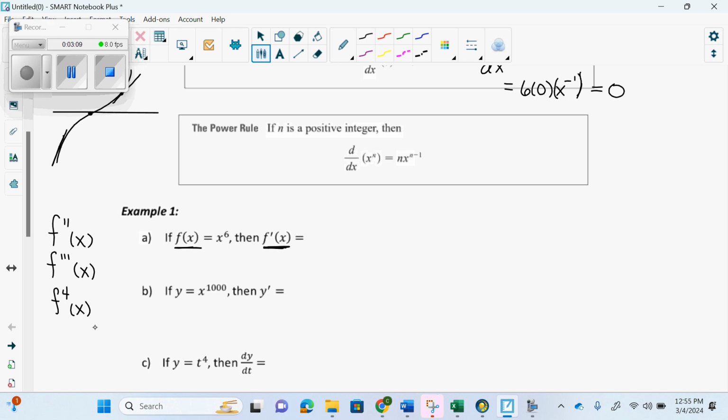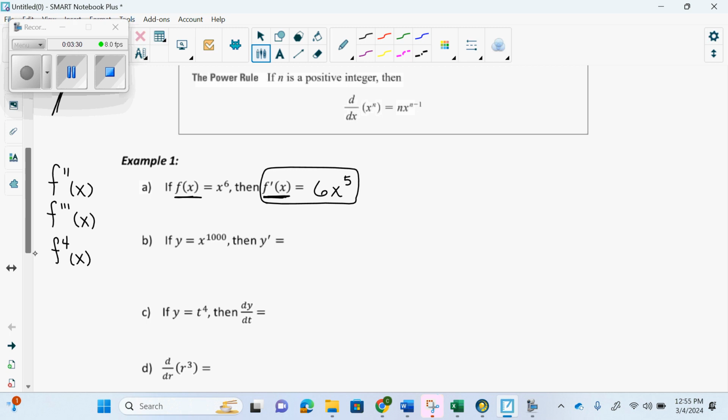So we want f prime of x, and it's of x to the 6. So I take the 6, I drop it in front. So I get 6x to the what? What's my derivative going to be? 6x to the 5. Done. This lesson should be easy. Next one. We have y equals x to the 1,000. So y prime would be 1,000 drops in front. X to the what? 999.